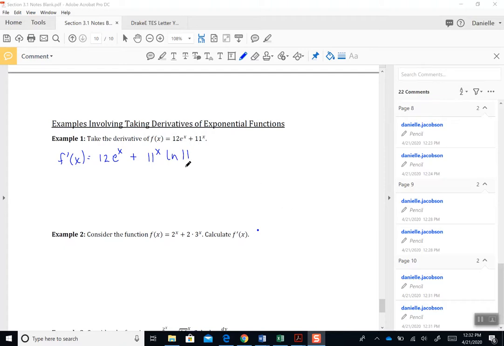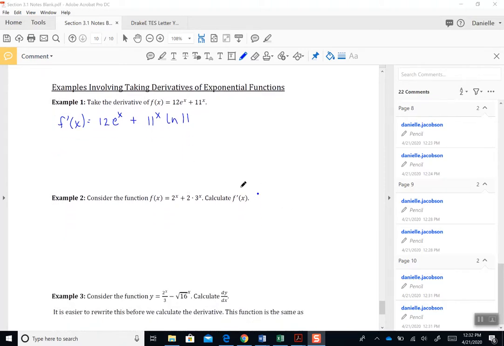All right, let's do another one. We're considering the function f of x is equal to 2 to the x plus 2 times 3 to the x. Let's calculate f prime. So f prime of x is equal to, 2 to the x is again an exponential function. We have a constant raised to the variable, which clues me in on that. Therefore, my derivative is 2 to the x times the natural log of 2. Took care of that. Rewrite my plus sign.